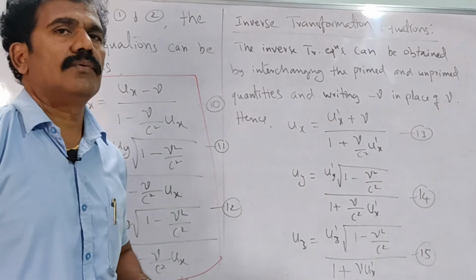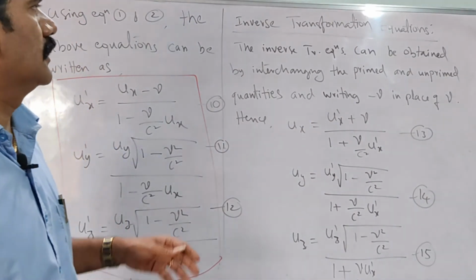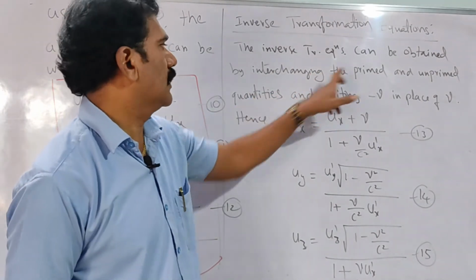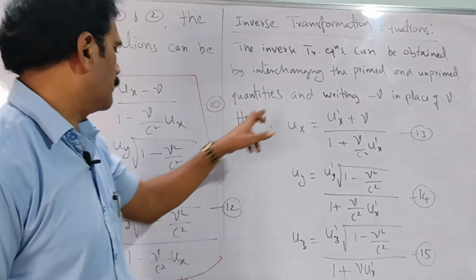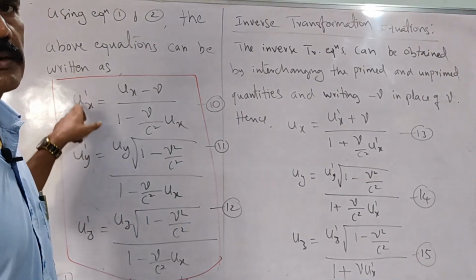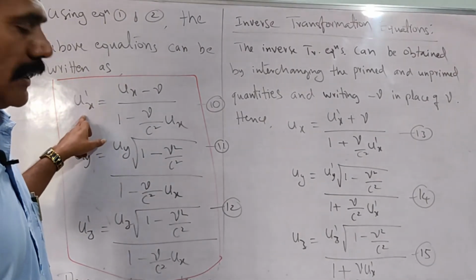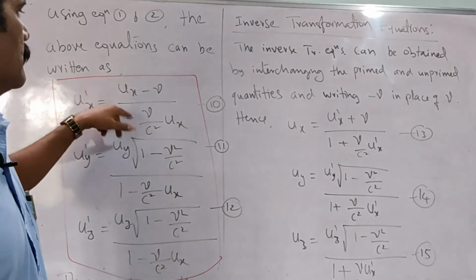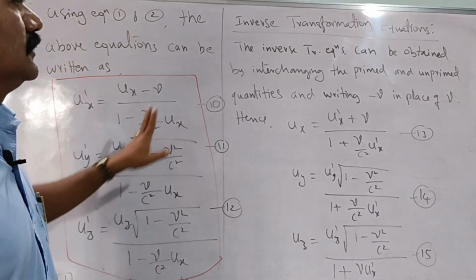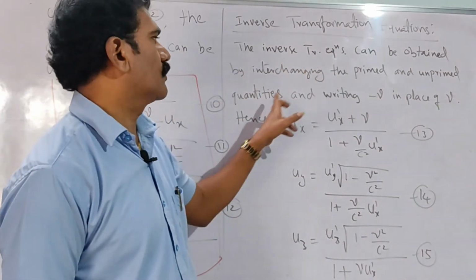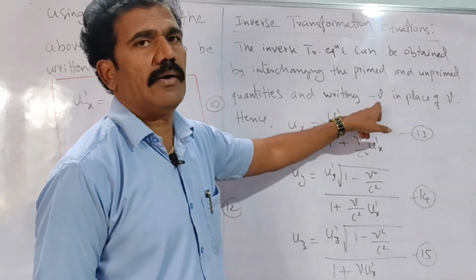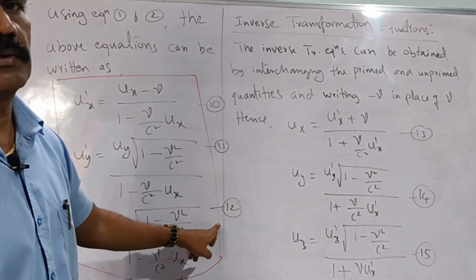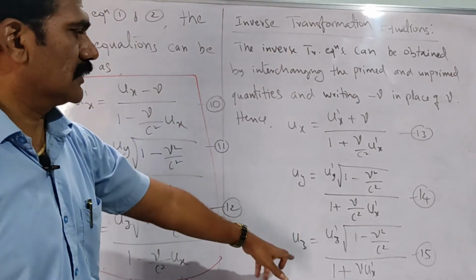So further, how to get the inverse transformation equations? You know that already. The inverse transformation equations can be obtained by interchanging the primed and unprimed quantities. That means ux dash, you can call it ux prime also, uy dash or uy prime, uz dash means uz prime. You can interchange the primed and unprimed quantities, and write minus v wherever we have v. So you put minus v in equations 10, 11 and 12, and you will get the inverse transformation equations like this.